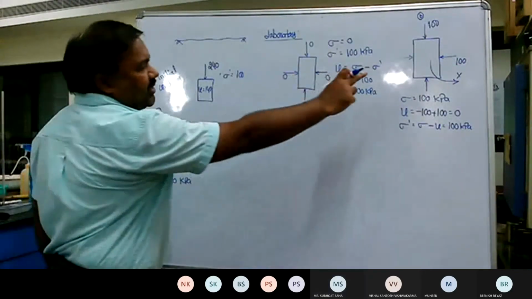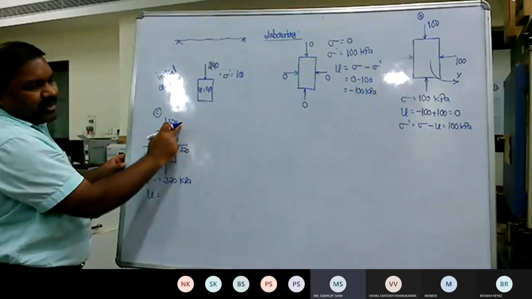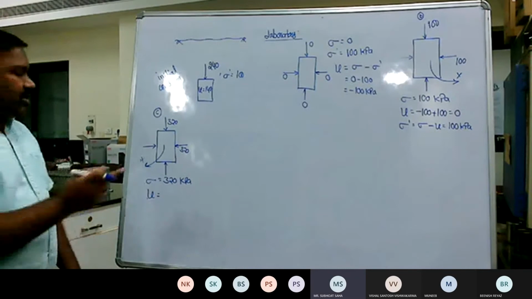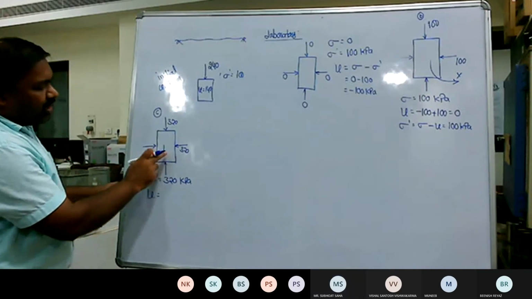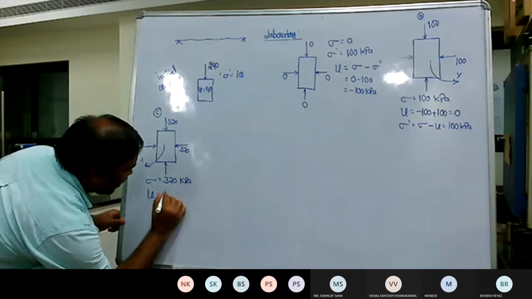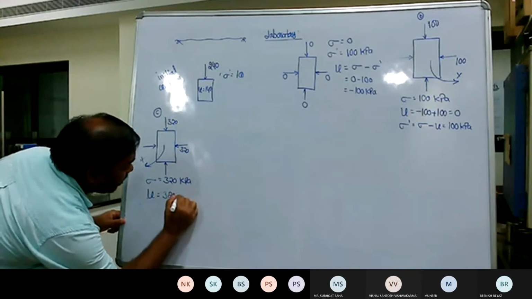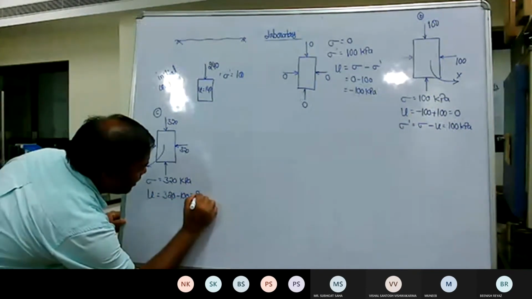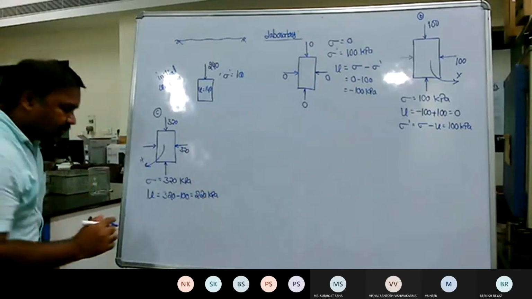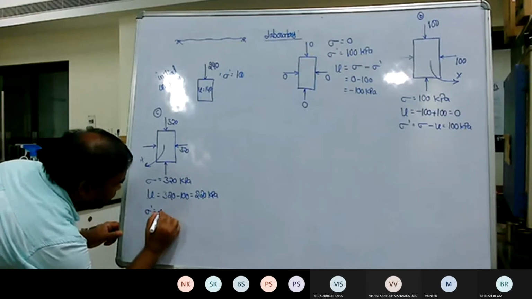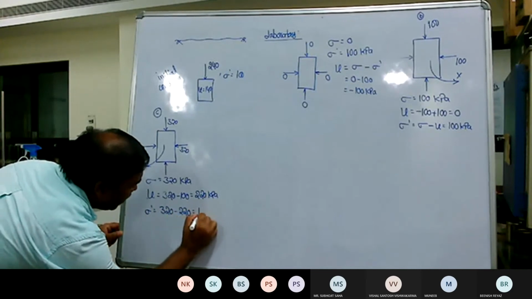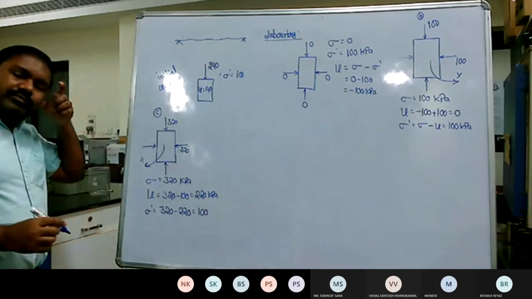You have increased the cell pressure from 100 to 320. That means the net increment is 220 kilopascals. Since the drainage valve is closed, the entire load is borne by the pore pressure. So 320 minus 100 is 220 kilopascals. Then your sigma dash is equal to 320 minus 220, so this will become 100 kilopascals.